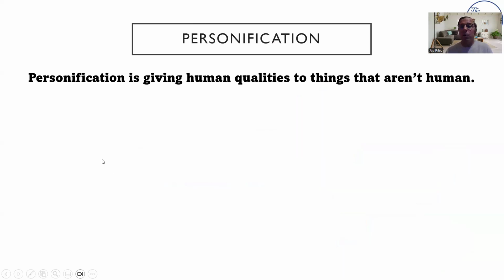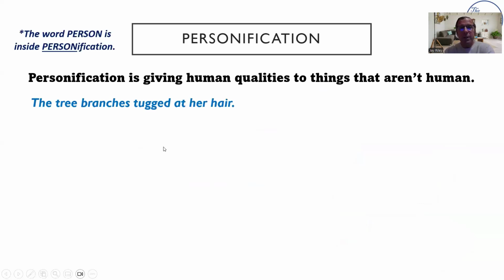So now I want to talk about one of my favorite elements of figurative language, and that's personification. When we look at the word personification, we see the word person inside that word. Personification is when we give human qualities to things that aren't human. So the tree branches tugged at her hair is an example of personification. To tug is to pull gently. Tree branches cannot pull something. Only people can pull things. So here the author is giving those tree branches human qualities.